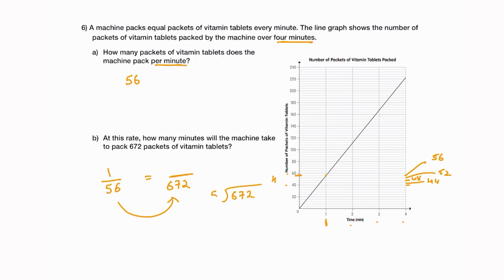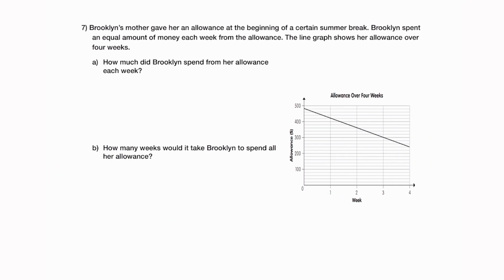672 divided by 56. It goes once here, 56. That's 1, 1, and that's 2. That's exactly times 2. So this is times 12. So we do the same thing here, times 12. So the answer is 12. It will take 12 minutes to pack 672 vitamin tablets. Question 7, the second last question.